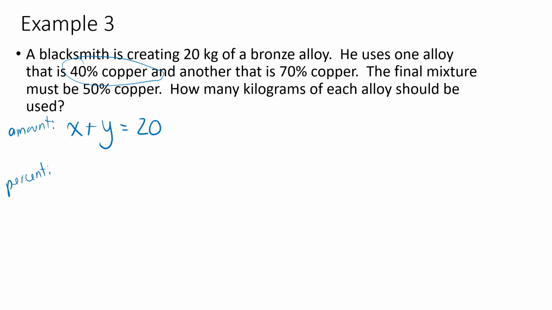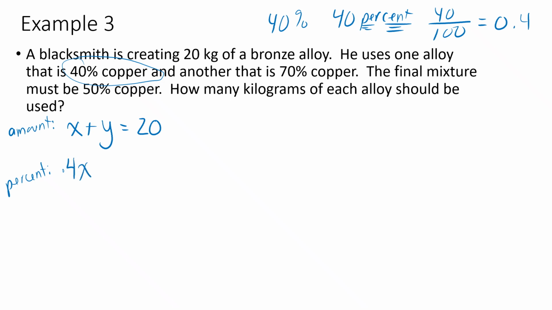40% copper alloy. Now, a quick thing we need to remember here: the word percent means out of 100. So this would be 40 out of 100, or 0.4. That's a little sidebar on percents. So what we're going to do is take the amount of that first alloy and multiply it by 0.4. That finds 40%, which gives us the amount in that particular chunk.